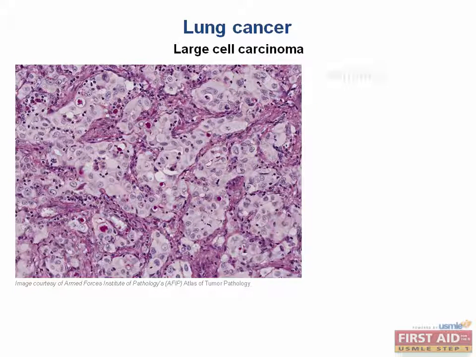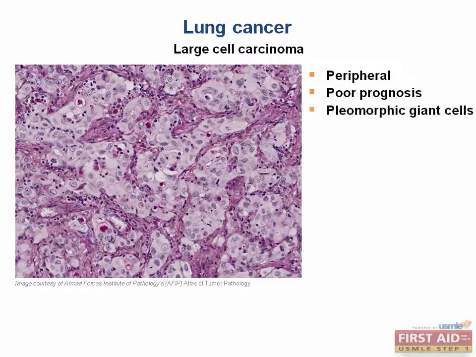Large cell carcinoma tends to be peripherally located. This type of lung cancer also has a very poor prognosis compared with the other non-small cell lung cancers. It's not really responsive to chemotherapy, and resection works only about half the time. On histology, note the large, undifferentiated cells called pleomorphic giant cells, thus leading to the name large cell carcinoma.